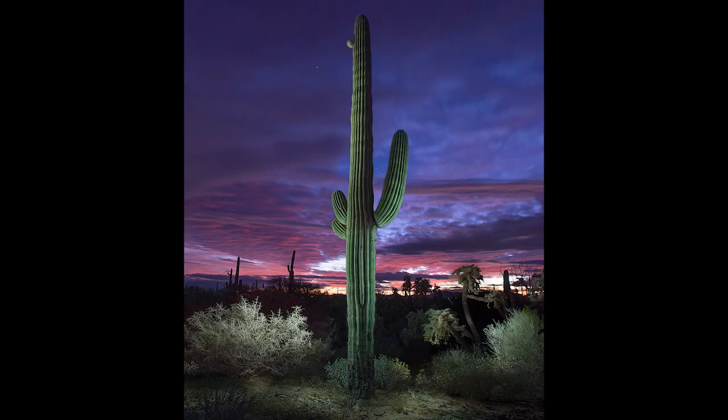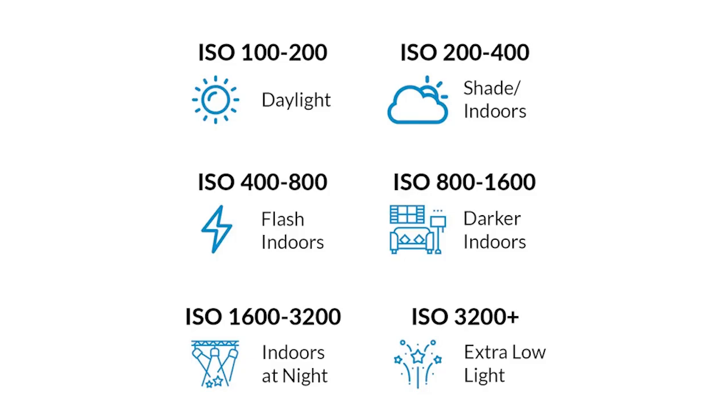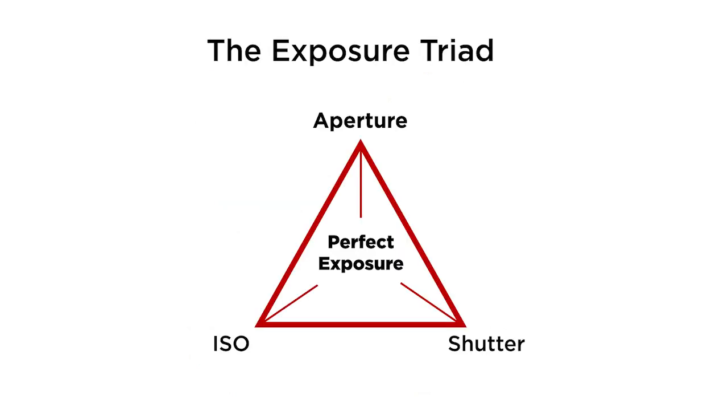ISO is the sensitivity of your camera. You adjust this based on the ambient light in your scene. 100 being the least sensitive for bright ambient light, and 6400 for being the most sensitive for very little ambient light. The combination of these three elements makes the perfect exposure.